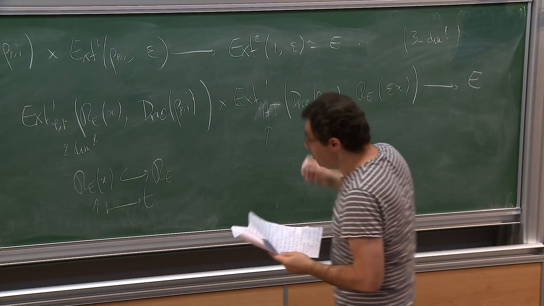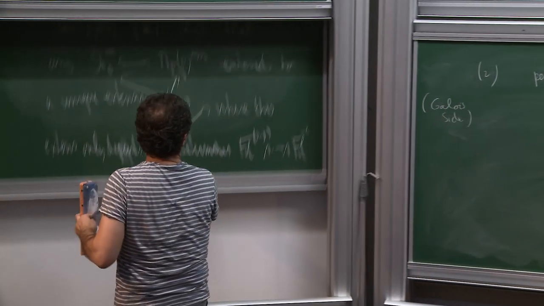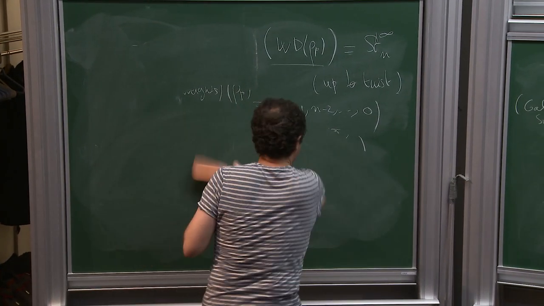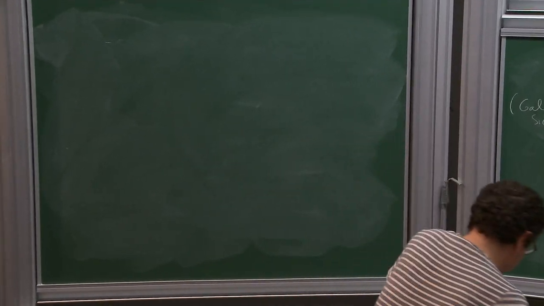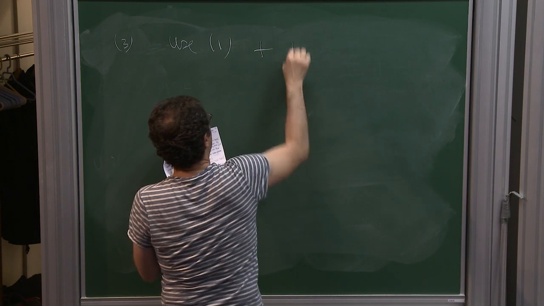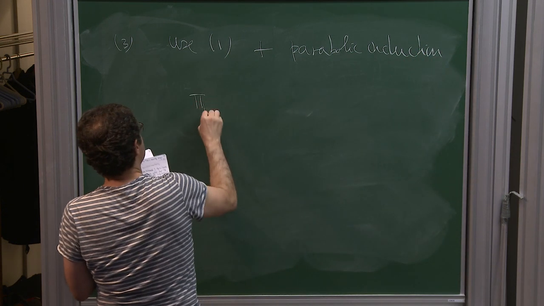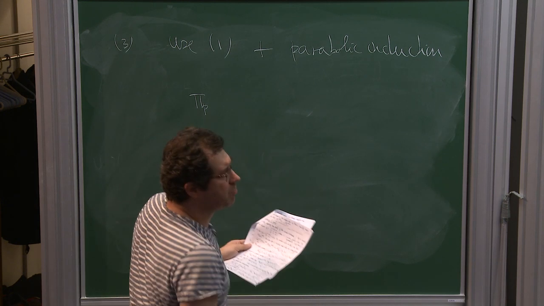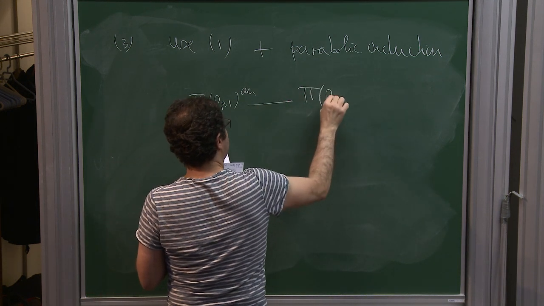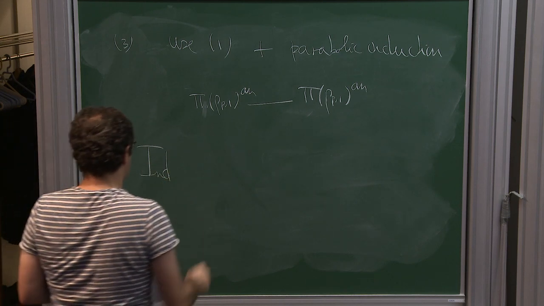Now let me go back to GL2(Q_p), or even GL3(Q_p) now. This is the first point. So I'm going to mix the two. This is three. So we use parabolic induction, which concretely means that if we have an extension like this, so what was my notation? Pi of rho_p1, rho_p1 and like this, we parabolically induce. Locally analytic induction is exact, so you still get an element in Ext^1.